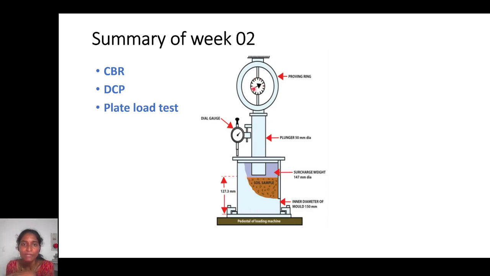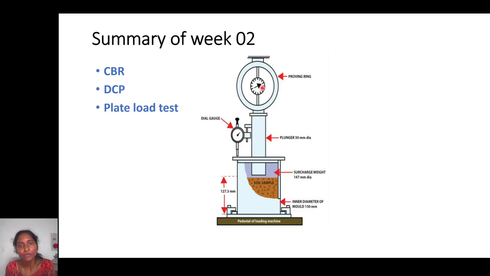When I keep applying the load here, what happens? The height will be changing. How much is the height changing? That you can see here in the dial gauge. When the dial gauge reading reaches 2.5 mm, we see what is the corresponding load I have applied, and we note that down. And when the dial gauge reading reaches 5 mm, what is the corresponding load we have applied? That also we will note.